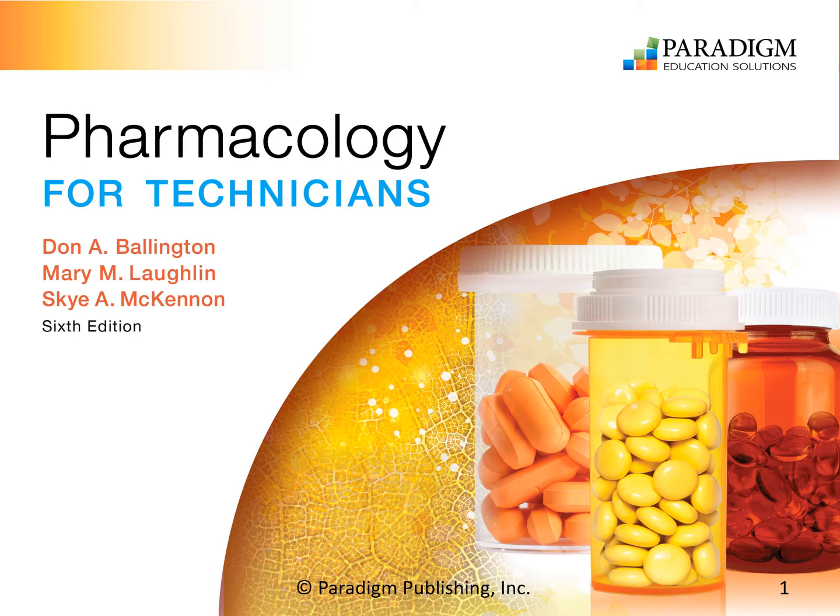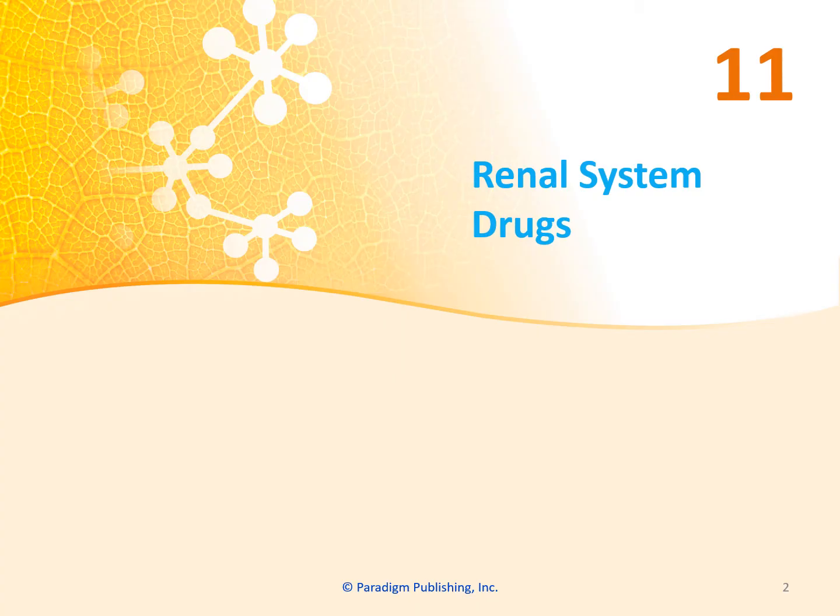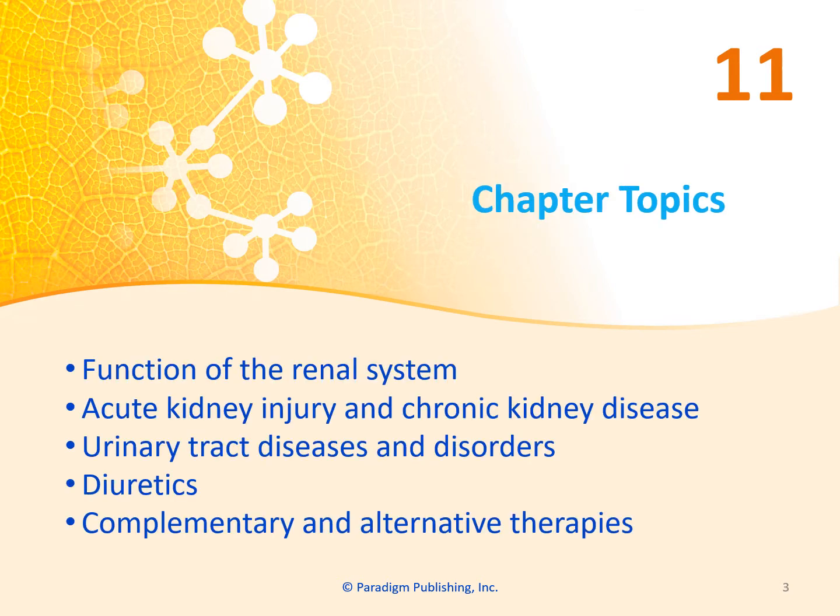Hello class. Today we're going to go over renal system drugs, or chapter 11. There's some chapter topics we want to cover, such as function of the renal system, acute kidney injury and chronic kidney disease, urinary tract diseases and disorders, diuretics, and complementary and alternative therapies.